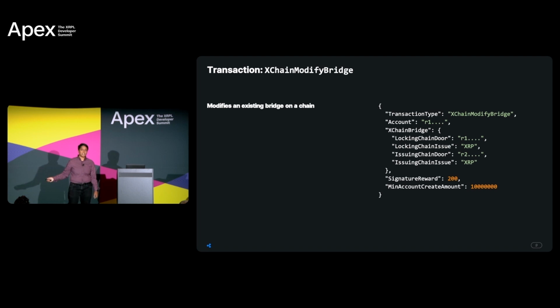Next is XChainModifyBridge. This is to modify an existing bridge. You can't modify the Door accounts or the currencies because that's kind of the identity of a bridge. So if you modify those, then your bridge doesn't really make any sense for that to be the same bridge. But you can modify the signature reward and the minimum account create amount. This might be useful if, for example, the account reserve on the opposite chain changes and you need to update that in your bridge.